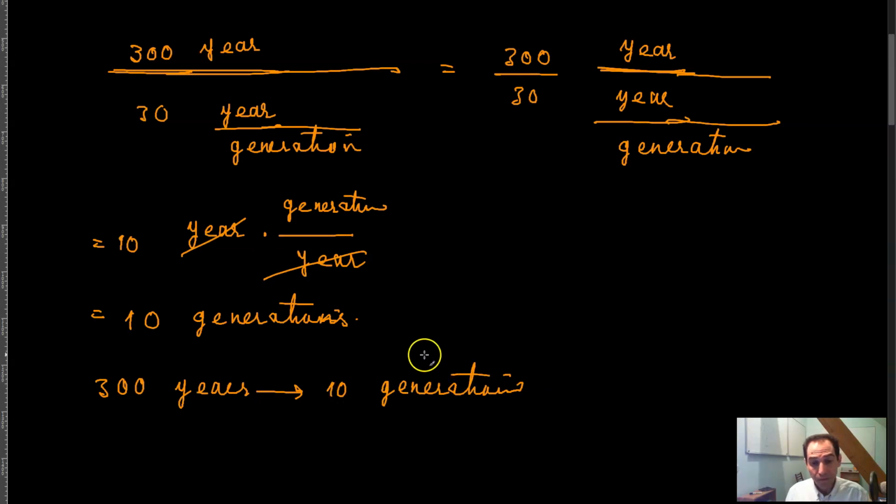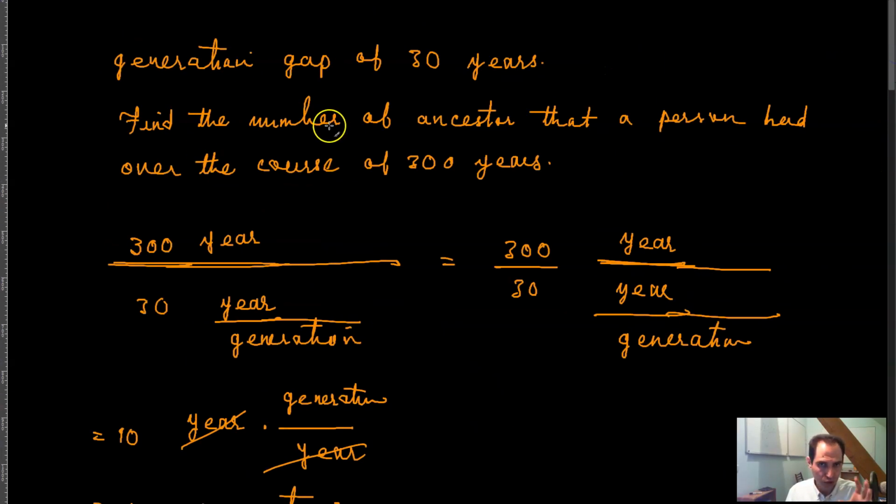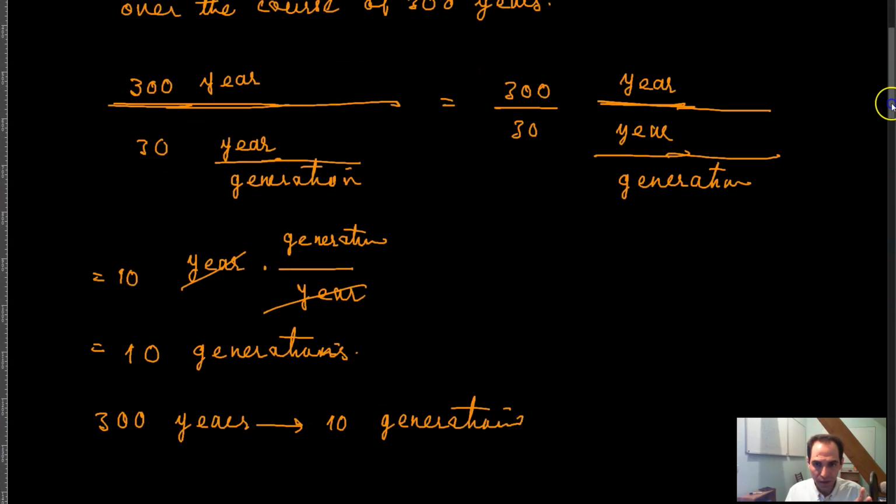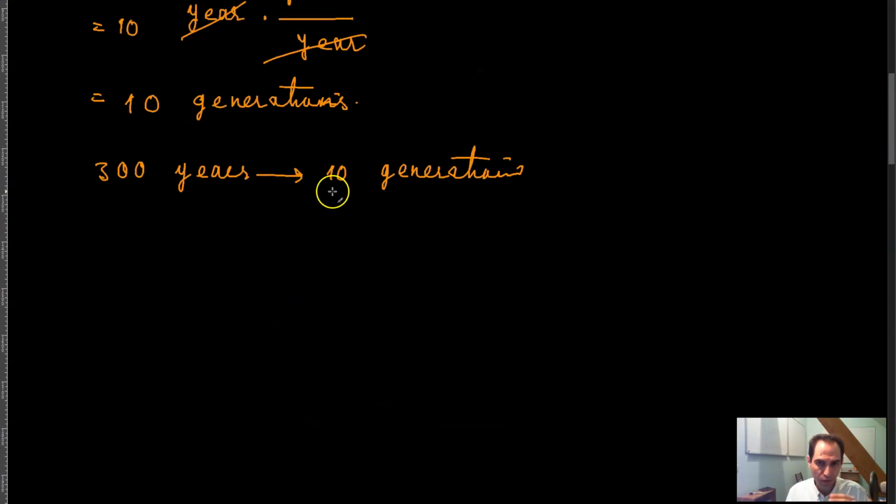So that means that over the course of 300 years, the person whose number of ancestors we wish to calculate had 10 generations before them. Basically, there were 10 generations within these 300 years.